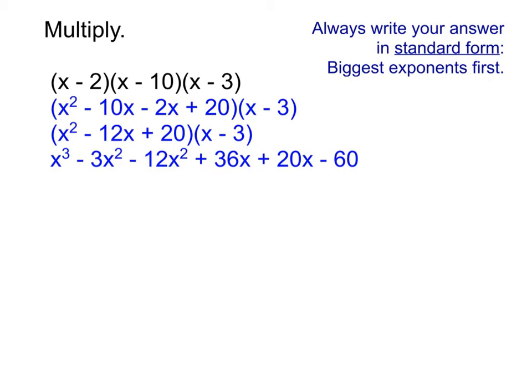Then we look to combine the like terms from there. So I see some squareds that can combine. I see some x's that can combine. So I go ahead and you should then end up with a final answer here of x cubed minus 15x squared plus 56x minus 60.